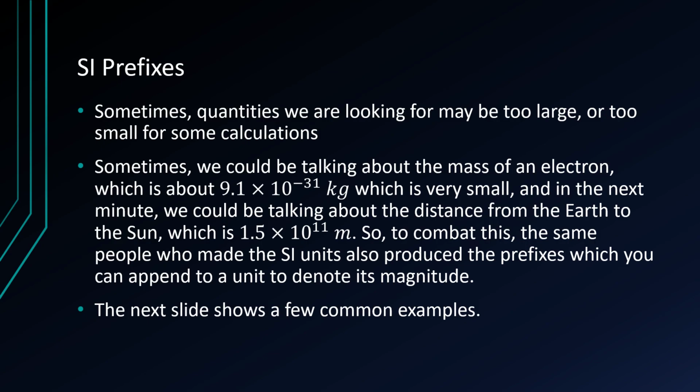Sometimes quantities we're looking for may be too large or too small. So at one point we could talk about the mass of the electron, which is 9.1 by 10 to the minus 31 kilograms. And in the next minute we could talk about the distance from the Earth to the Sun, which is 1.5 by 10 to the 11 meters. Now, of course, these are different units, so that's one thing to point out. However, their magnitudes are vastly different by a factor of 42-ish. So the people who made the SI units also produce the prefixes, of which you can append to the unit to denote its magnitude.